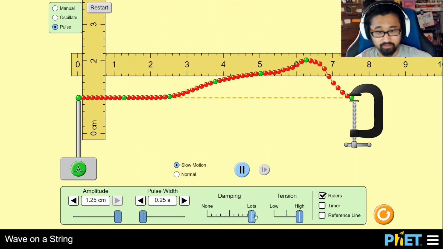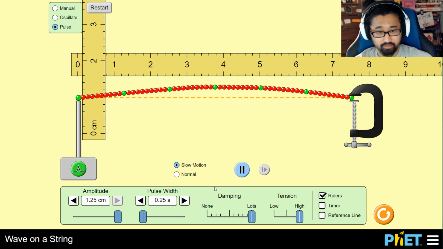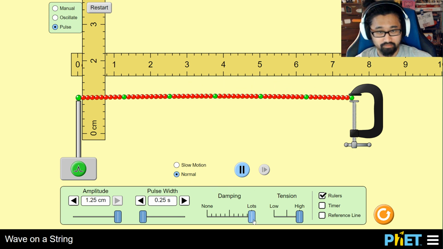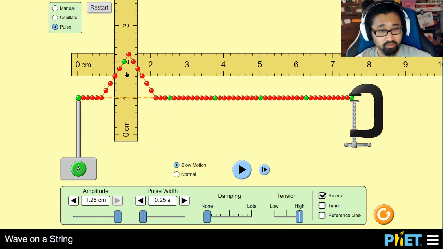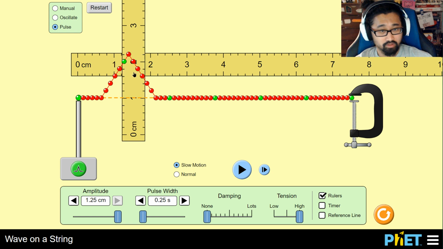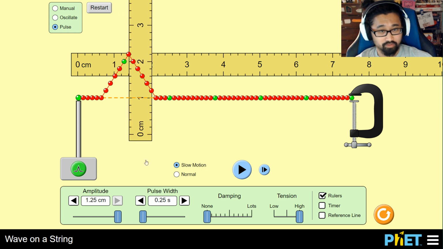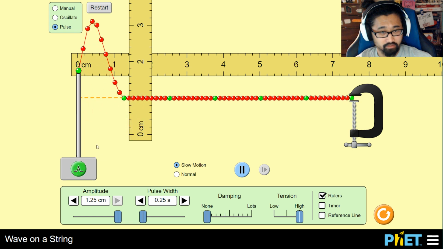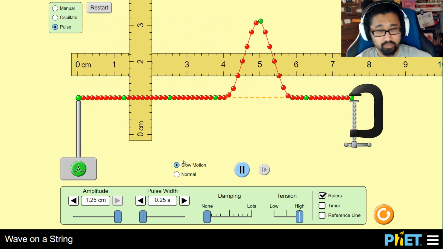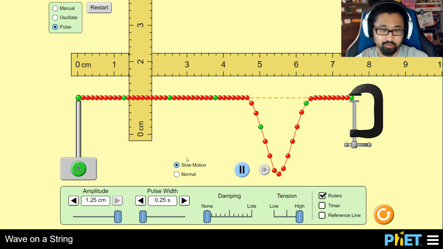Let me turn the dampening back on and turn the wave off for a second. Go away. Oh, normal speed. There we go. If I do it here, I'm only doing slow motion so that you can see. 1.25. Yep, that's 1.25 centimeters. If I time it to make another wave right when this thing goes by, bang, it should be about 2.5.